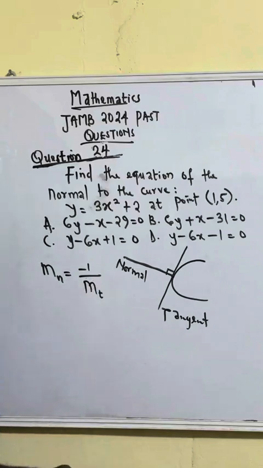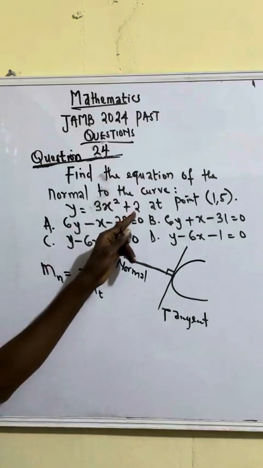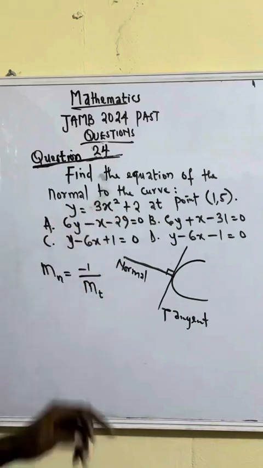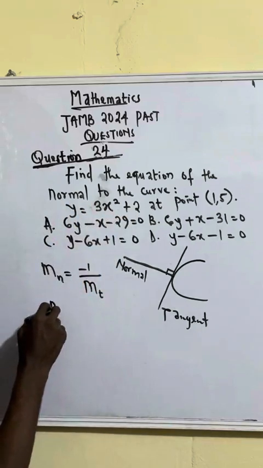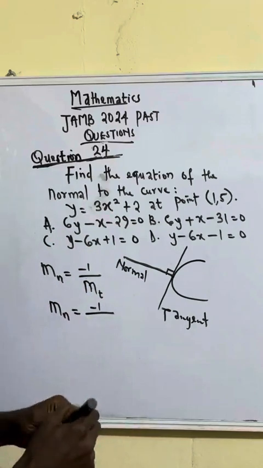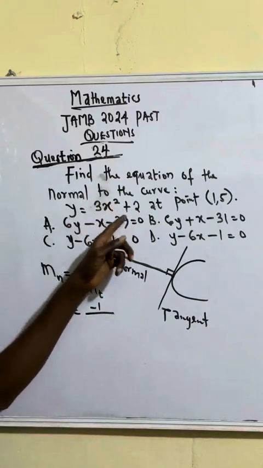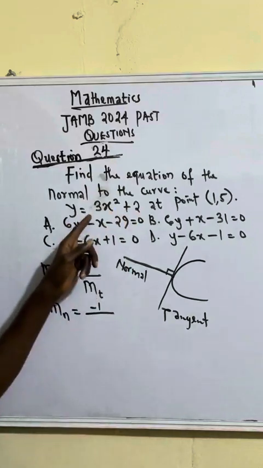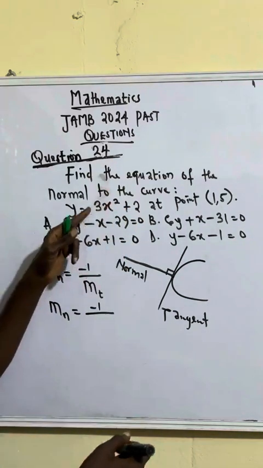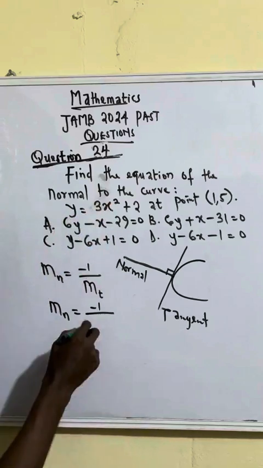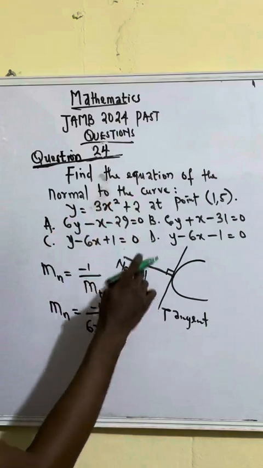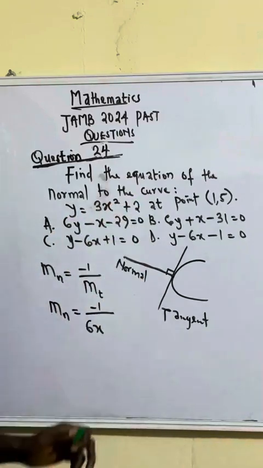How do we find the slope of the tangent? I will differentiate this. If you differentiate this, you get the slope of the tangent. So let's go straight to the point. Slope of normal equals minus 1 all over slope of tangent. I will differentiate this with respect to x, so that means I'll find dy/dx for this function. If you differentiate 3x squared, I will have 6x. If you differentiate 2, I will have 0.